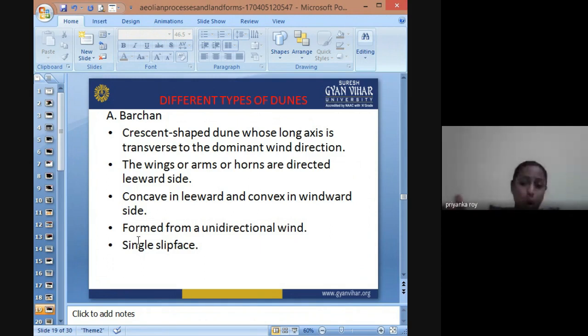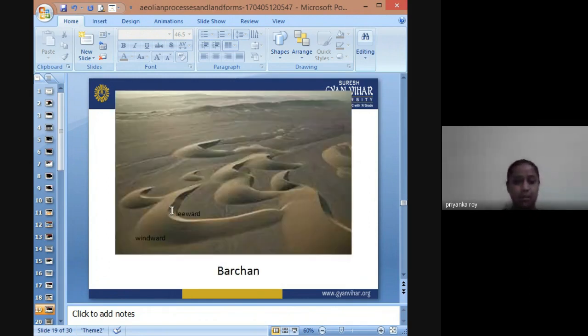Horns means the horns that you have on an animal's head. All right, so horns of the dunes. Now these concave forms occur because of unidirectional winds. When the wind is blowing from a singular direction, it happens. This is where the wind is facing the same direction throughout the time, throughout the blowout. Okay, let's go further.